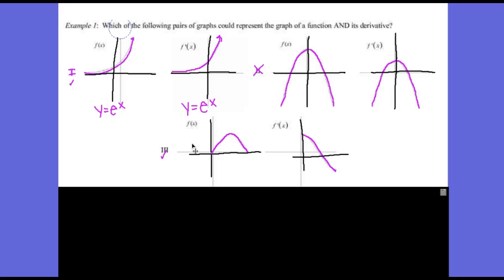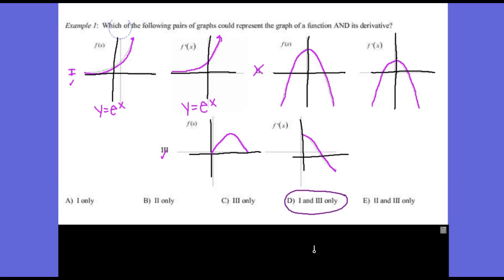And example 3, the graph is increasing, its derivative is positive. The graph is decreasing, its derivative is negative. Where the graph reaches its max, it is at 0. So 3 is also a function and its derivative. Therefore, D is your correct answer.